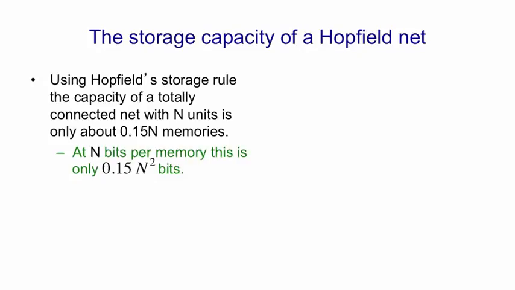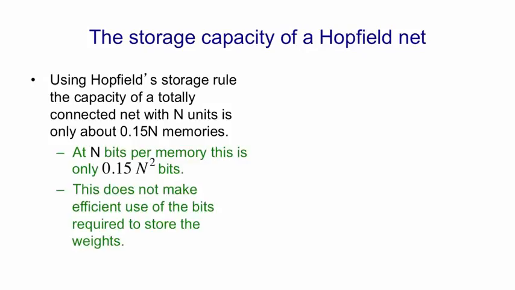Each memory is a random configuration of the n units, so it has n bits of information in it. And so the total information being stored in a Hopfield net is about 0.15 n squared bits. This doesn't make efficient use of the bits that are required to store the weights. In other words, if you look at how many bits the computer is using to store the weights, it's using well over 0.15 n squared bits to store the weights. And therefore, this kind of distributed memory in local energy minima is not making efficient use of the bits in the computer. We can analyze how many bits we should be able to store if we were making efficient use of the bits in the computer.